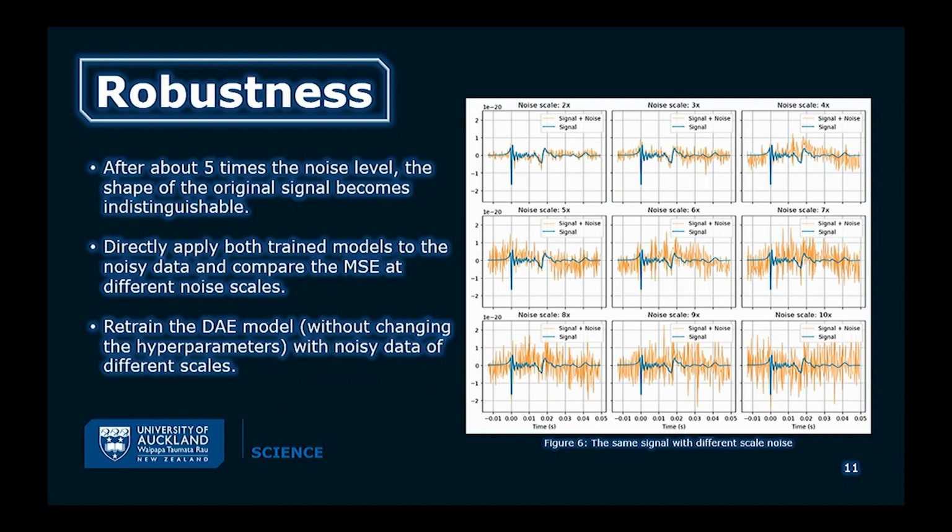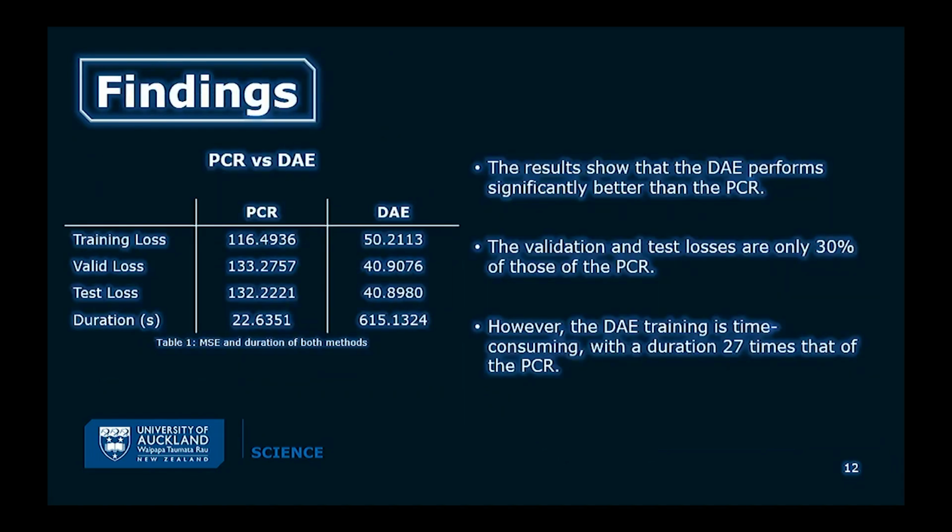We directly apply both trained models to the noisy data and compare the MSE at different noise scales. We also retrain the DAE model, but without changing the hyperparameters, with noise data of different scales. The results show that our DAE model performs significantly better than the PCR. The validation and test losses are only 30% of those of the PCR method. However, the DAE training is quite time consuming, with a duration of roughly 27 times that of the PCR.